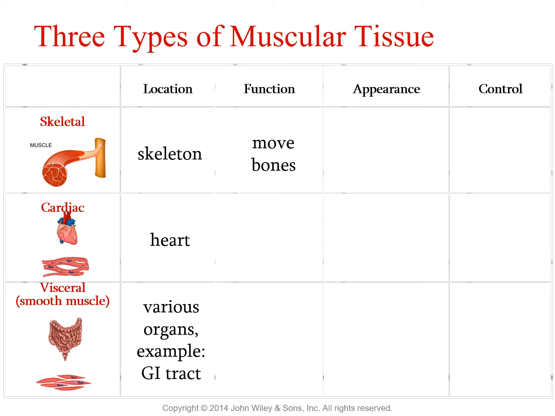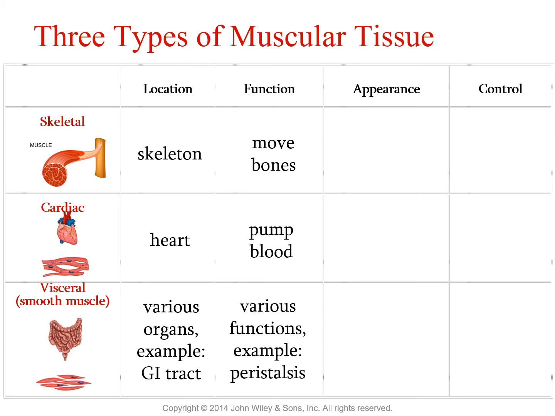Functions now. Skeletal muscle attaches to bone and creates the force to move the bones at joints. Cardiac muscle, of course, pumps blood. And the visceral muscle has various functions depending on where it is located. So in the digestive tract, it's responsible for peristalsis and other forms of movement as well as mixing actions. In the urinary bladder, contraction of the smooth muscle there is responsible for urination. Smooth muscle also forms the internal sphincters of the urinary and digestive tracts.